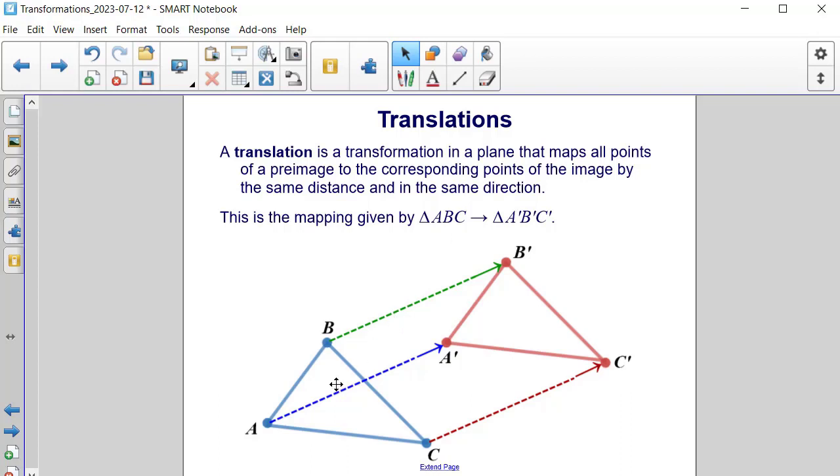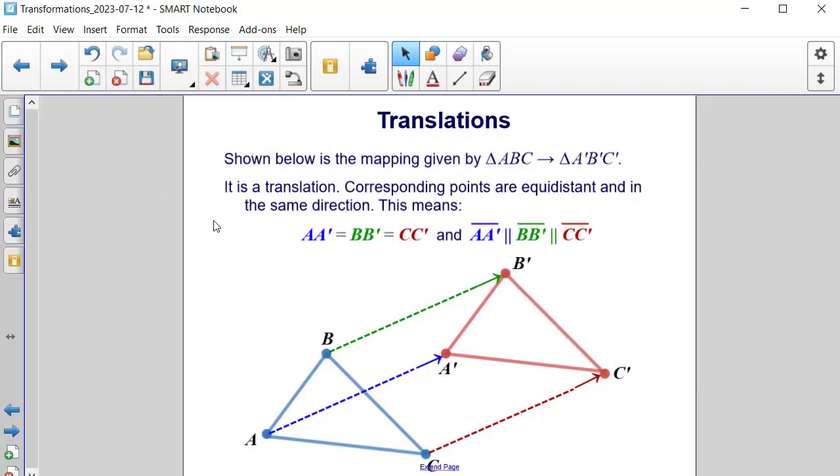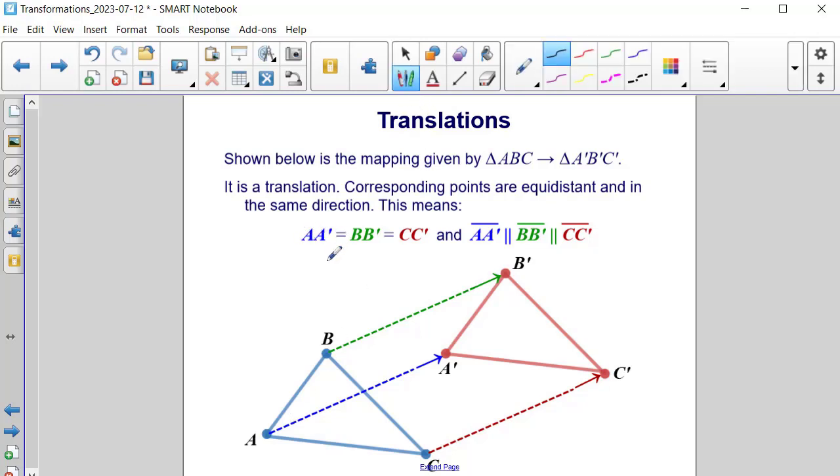So the mapping that is shown here below is from triangle ABC to triangle A prime, B prime, C prime. The mapping that is shown below is indeed a translation. The corresponding points are equidistant and in the same direction. This means that the distance from A to A prime is equal to the distance from B to B prime, which is equal to the distance from C to C prime. And that all of these distances or line segments created by the translation are parallel to one another.